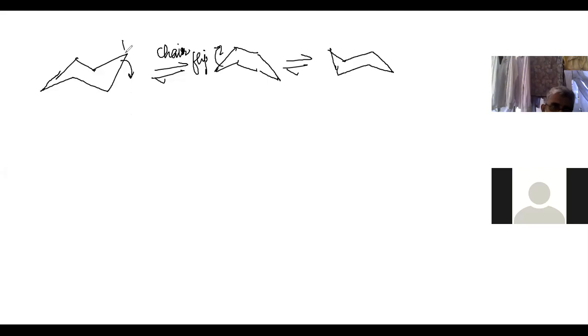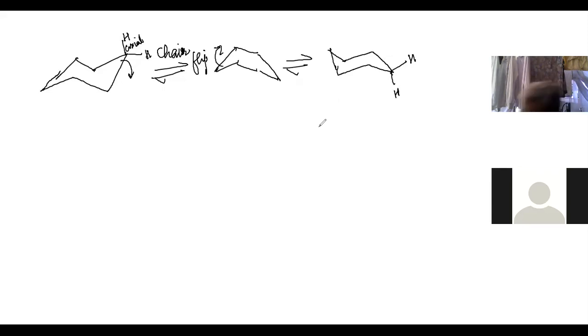During the chair flip, on this carbon, which is an up carbon, this is axial. But look at the same carbon here. This is equatorial hydrogen. This hydrogen will come down, and this hydrogen will come up. So the one which is axial in one form will be equatorial in the other form. So chair flip will result in conversion of axial bonds to equatorial, and equatorial bonds to axial.